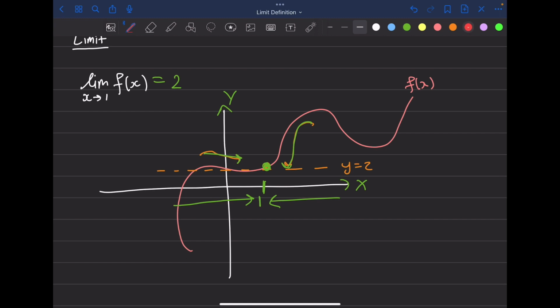It just basically means this is what you're approaching, and this is what you're following, because you have to trace the function from both the right and the left. That's how you find a limit.